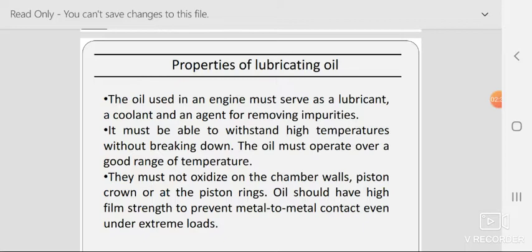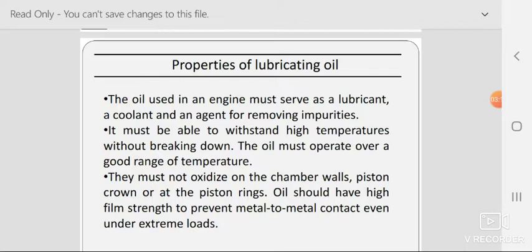They must not oxidize on the chamber walls. This is very important. If they oxidize on the chamber walls, as a result of that, rust is formed on the chamber walls. As the rust is formed, the movement of the piston rings is affected heavily by the friction. As a result of friction, a lot of horsepower is used in running the piston through the cylinder. That will affect the ultimate output of the engine.